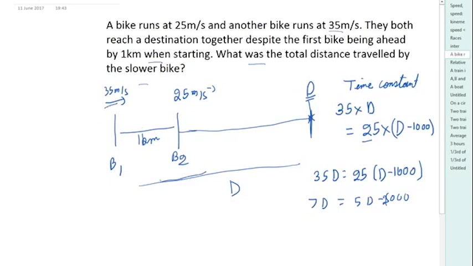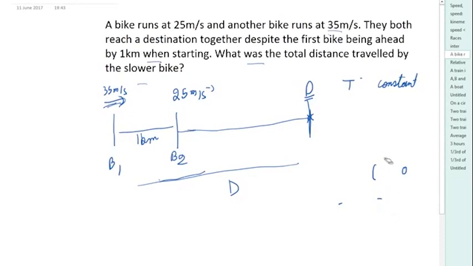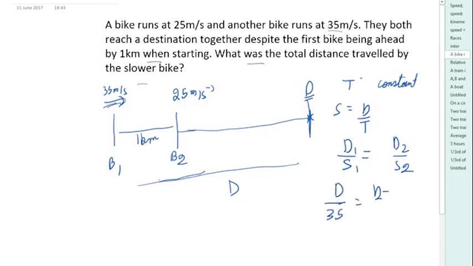35 meters per second, the bike behind is faster. Sorry, I've made a big blunder, extremely sorry. Time is constant, right? Speed is equal to distance by time. If time is constant, distance by speed should be constant. So assuming time is constant, D by 35 equals D minus 1000 by 25. Okay, extremely sorry for that.